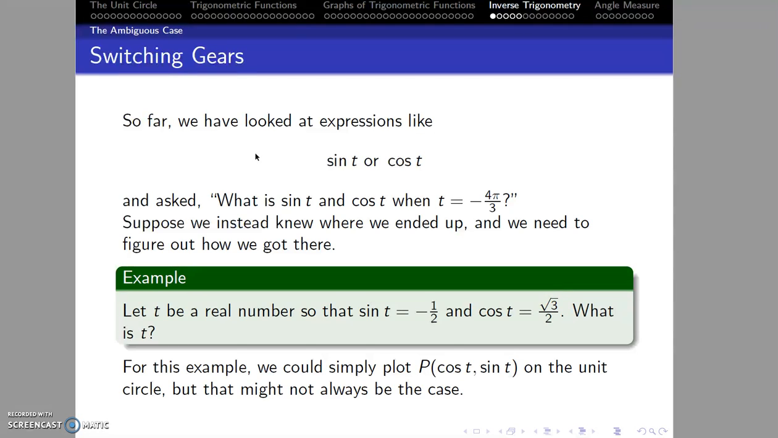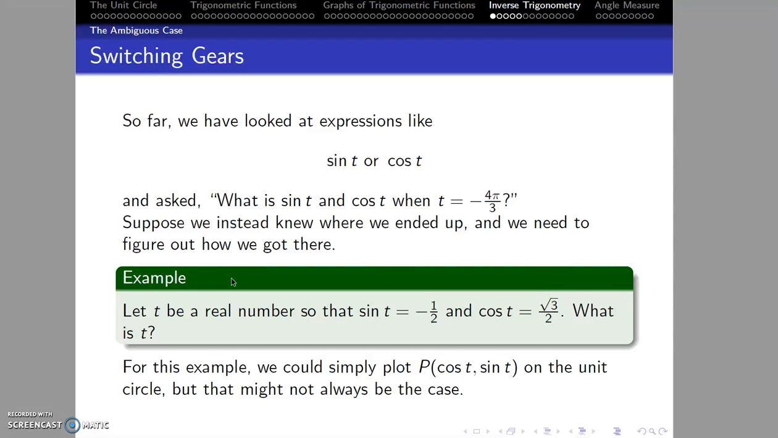That's generally what we've done so far. We've moved on the unit circle, we got to some point, we knew where we ended up, and we used those coordinates to find sine, cosine, tangent, etc. Well, now I want us to do it the other way. Suppose instead we knew where we ended up, and we needed to figure out what we did to get there in the first place. For instance, suppose I knew that sine was negative a half, and also that cosine was root 3 over 2. Where am I? Or what is the value of t that produces those two outputs for sine and cosine?